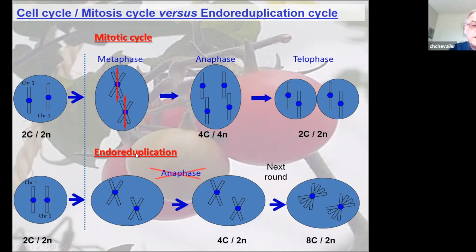During the endoreduplication cycle, there is no real metaphase and there is no anaphase. You don't have the separation of the chromatids here, and you keep a 4C DNA content with a 2N number of chromosomes. And if you make another round of endoreduplication, then you will have, in fact, always 2 chromosomes here, but you will have an 8C DNA content.